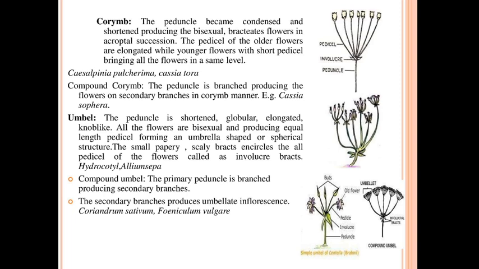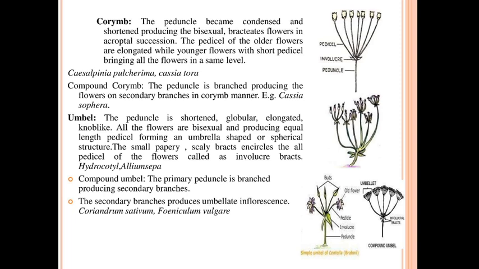Those present at the periphery, the pedicels are longer. Those present in the center, the pedicels are shorter. Now, this arrangement makes all the flowers come at the same level. And such type of arrangement, such type of inflorescence, that is your corymb inflorescence.